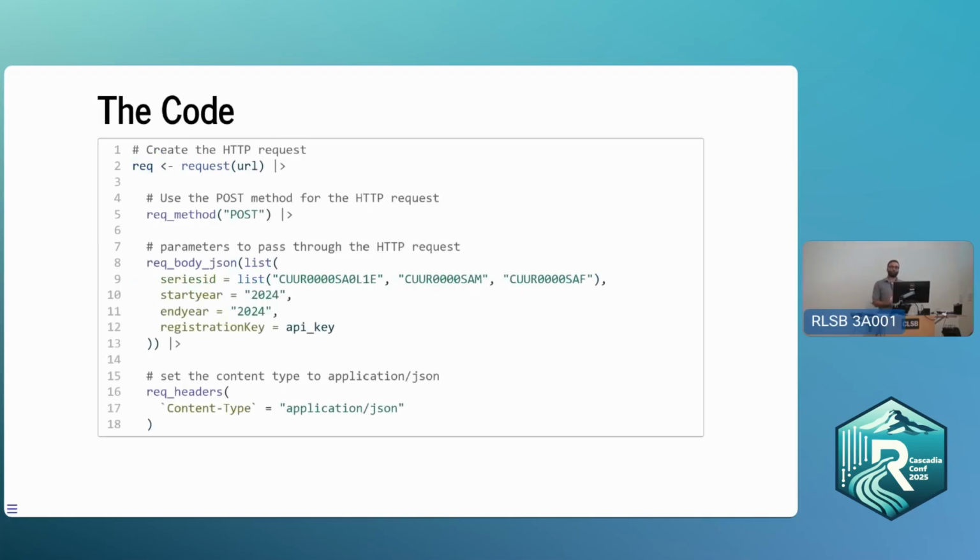And then right here, this is where you make that HTTP request. So you pass the URL into the request function. You use the post method, which typically you would use a get method to get the data, but the Bureau of Labor Statistics is using a post method. And then in the request body JSON, you're going to just pass in the list of the series IDs. So remember, you can pass up to 50 series IDs in this. You'll have to indicate the start year and the end year, and then you'll pass in your registration key, which is your API key. And then lastly, you want to set the request headers to application/JSON, and that's always going to be the case for this API.